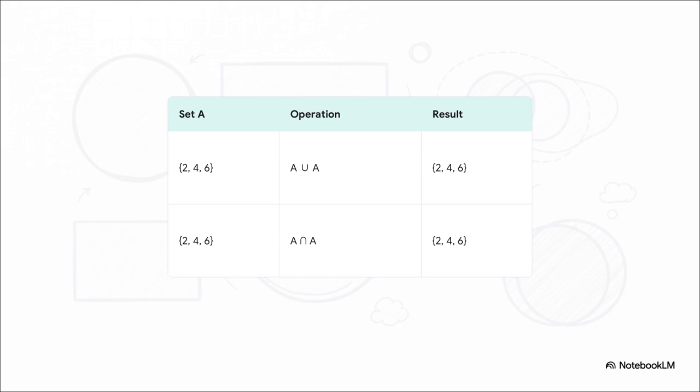Let's anchor this idempotent concept with another quick numbers example. Say set A is just the even numbers, 2, 4, and 6. If we union set A with set A, we just get 2, 4, 6. And if we intersect set A with set A, yep, we still get 2, 4, 6. Unlike standard addition, where 2 plus 2 equals 4, in set theory, the union of a set with itself adds absolutely nothing new. The set remains exactly the same.